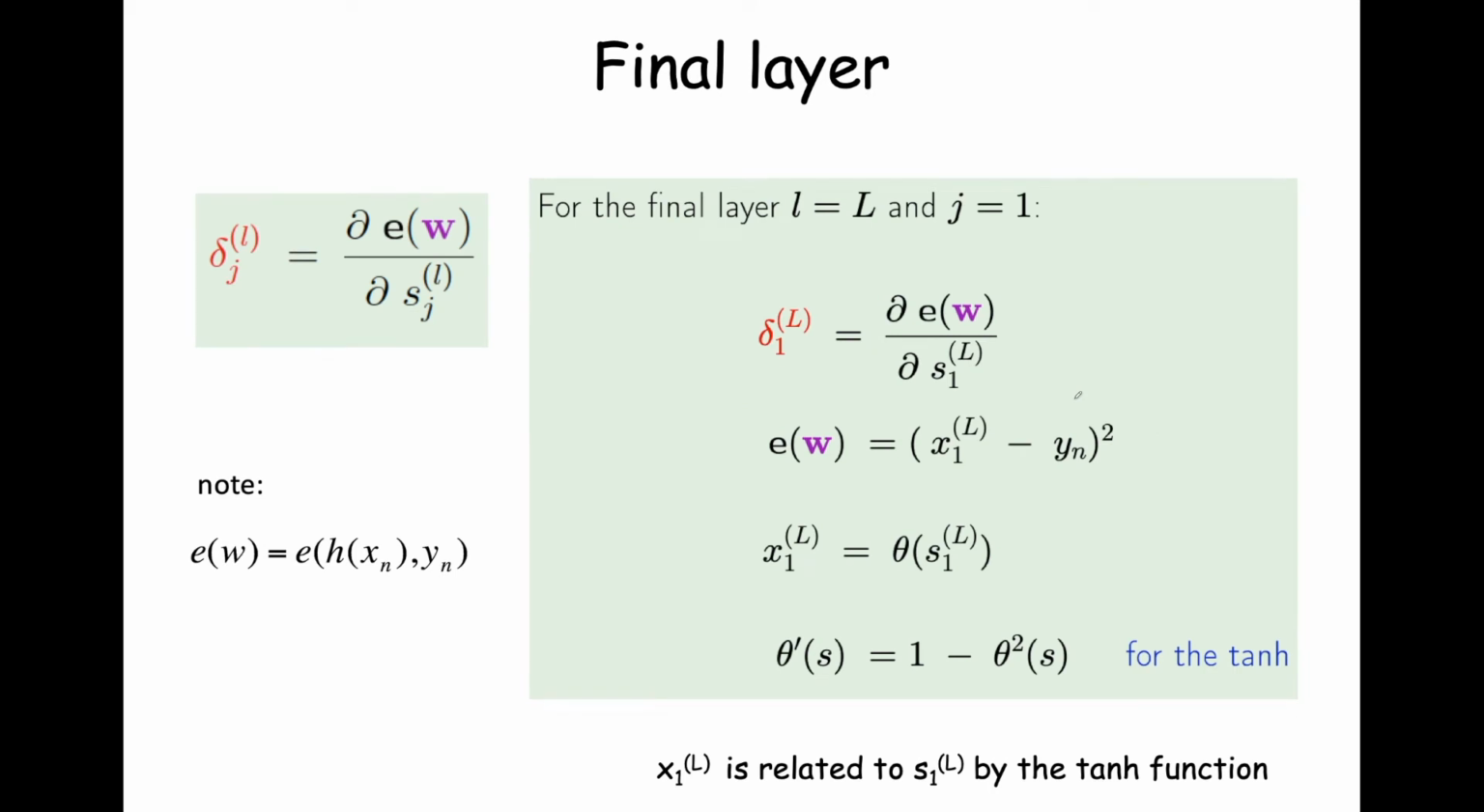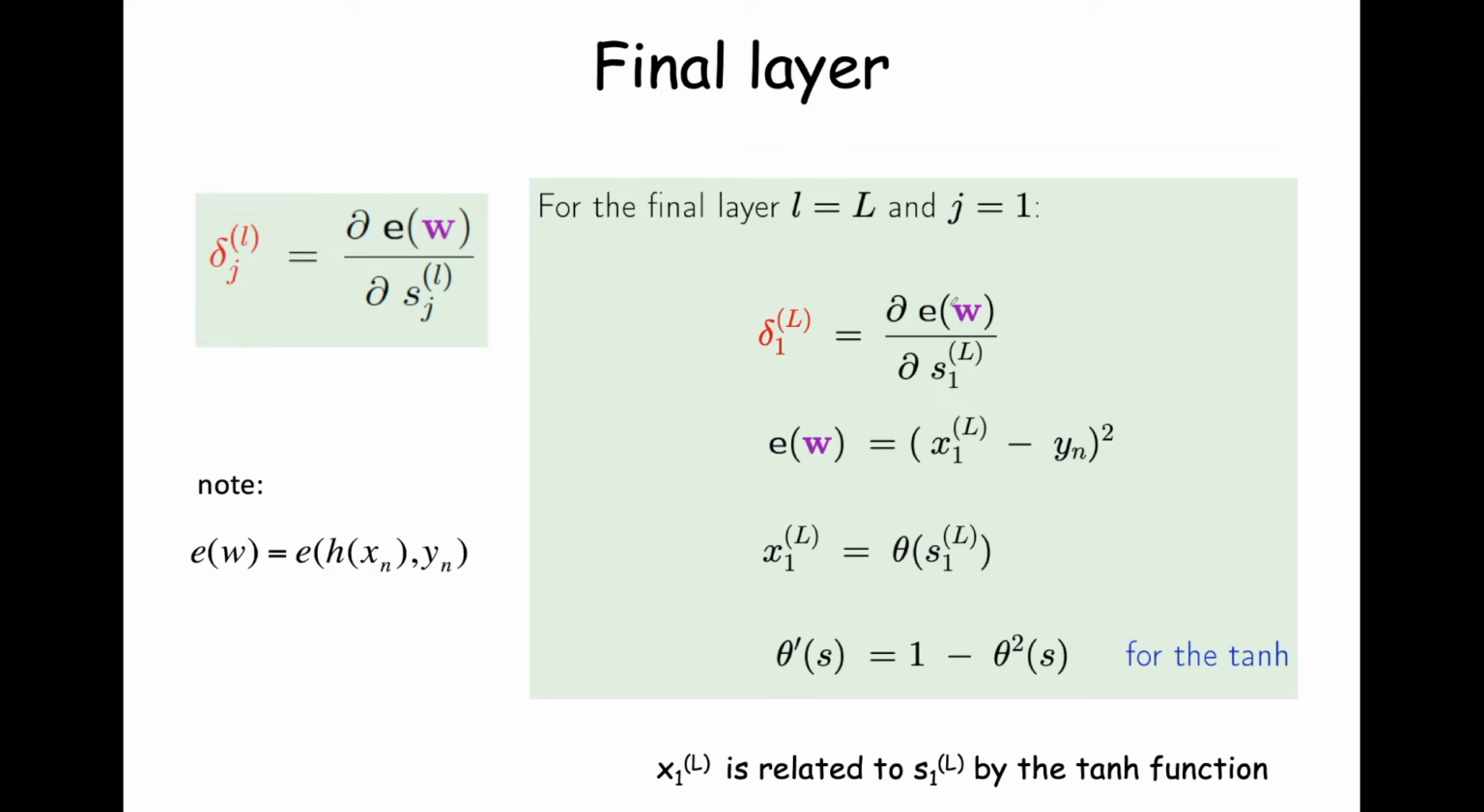So let's take a look at what this might be for the final layer, which is h of x. We want to compute this quantity, this delta, that's the partial of the error with respect to the score. And we're going to do this for the output layer. So for the final layer, the output layer, the index that describes the layer is going to be capital L. And we have a single node, so j is equal to 1. This is assuming we just have a single output node. So we're going to write delta sub 1 superscript big L, because the dimensionality is 1, so it's only one node.